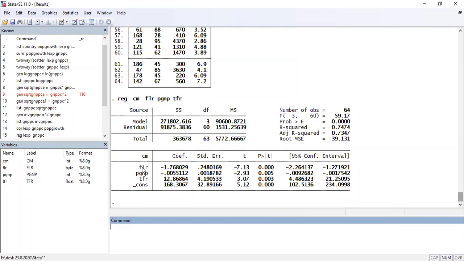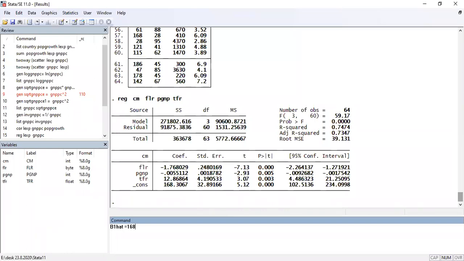First one, you start from here. First X variable, second X variable, third X variable, and the beta 1 hat. What is beta 1 hat here? Beta 1 hat is 168 point something. How do you interpret that?